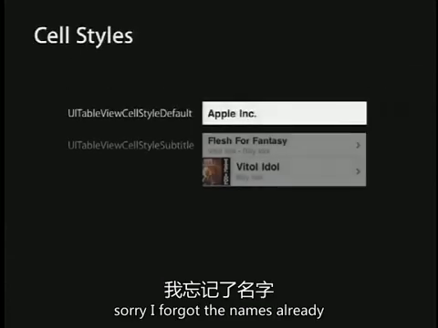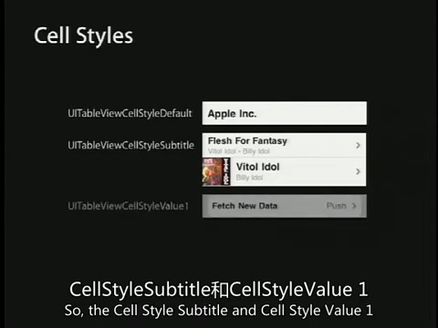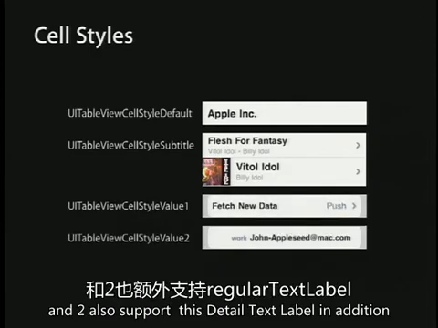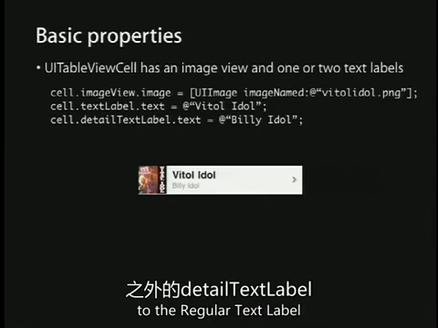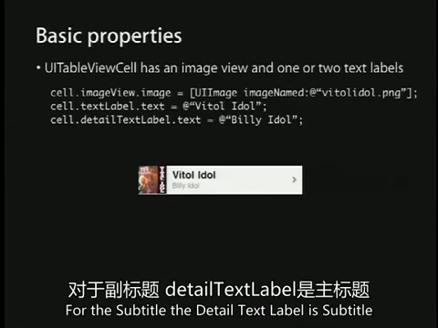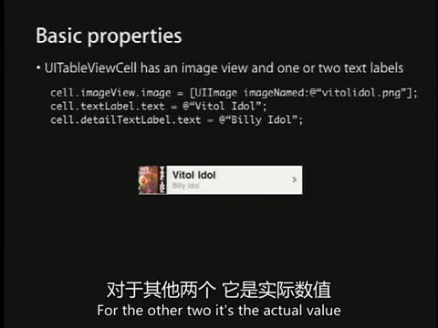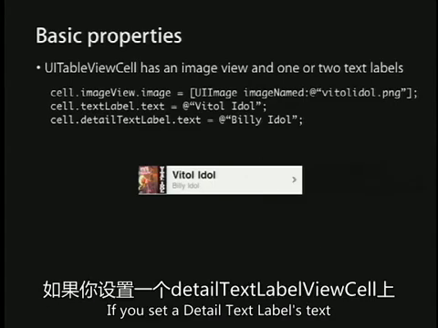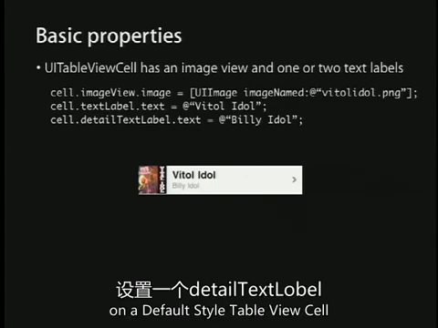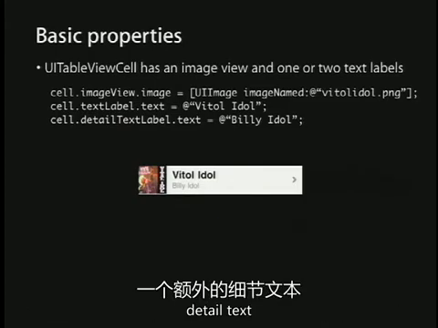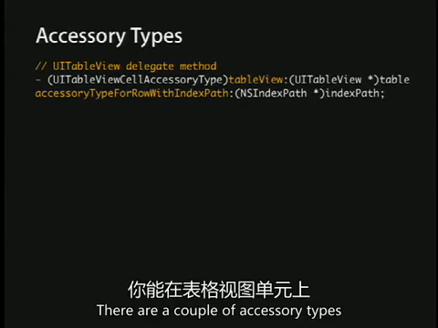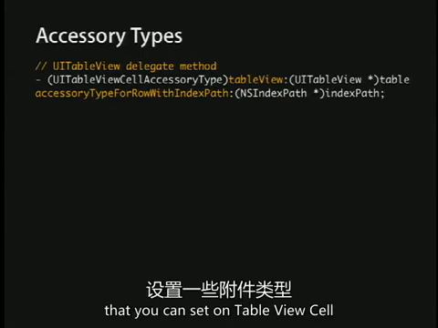So the cell style subtitle and cell style Value1 and Value2 also support this detail text label in addition to the regular text label. For the subtitle, the detail text label is the subtitle. For the other two, it's the actual value. If you set a detail text label's text on a default style table view cell, it just won't do anything because it doesn't display extra detail text. There's a couple of accessory types that you can set on table view cell.